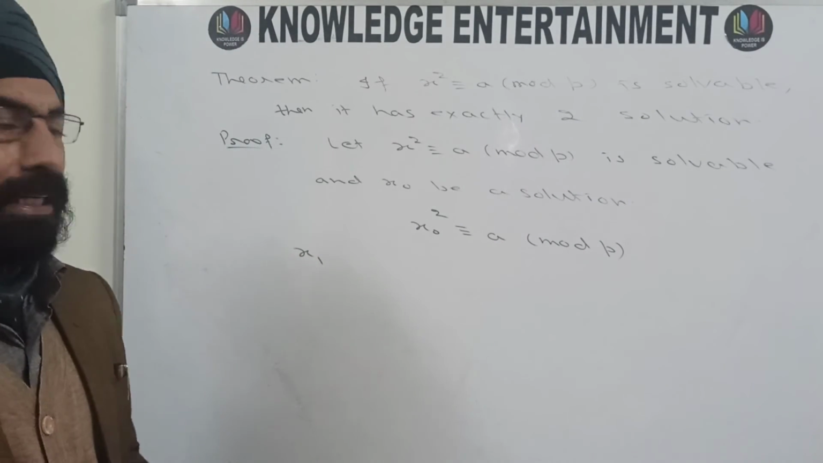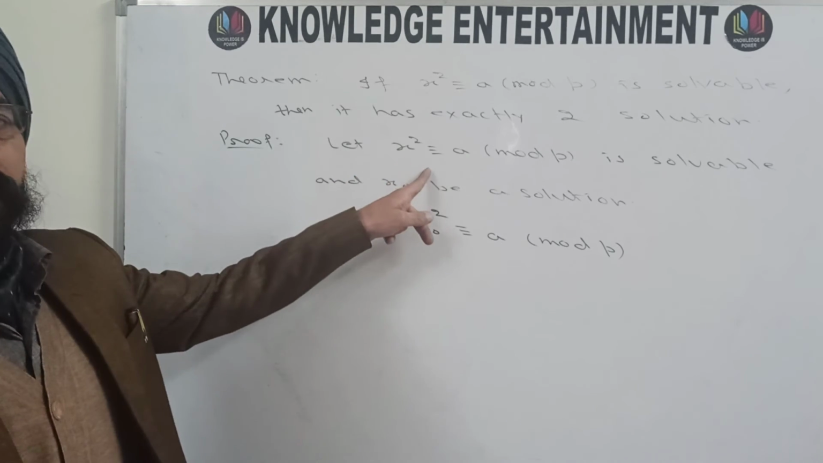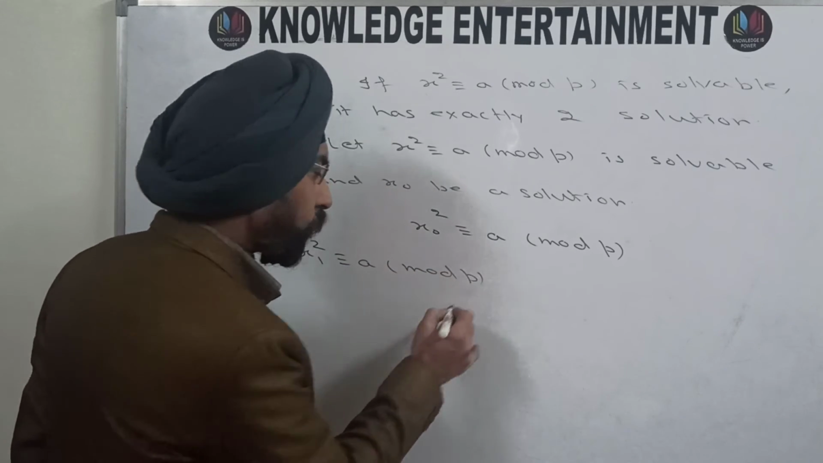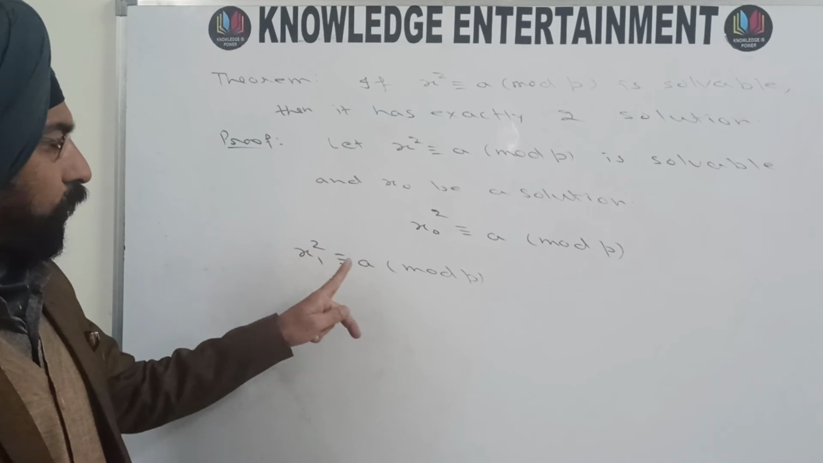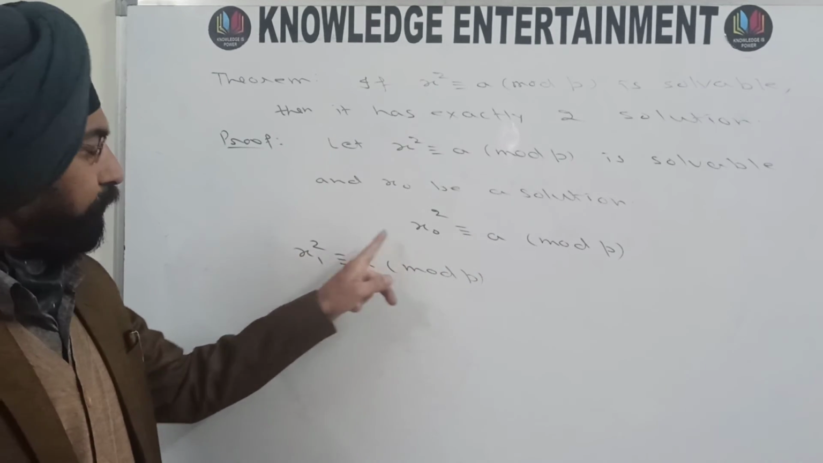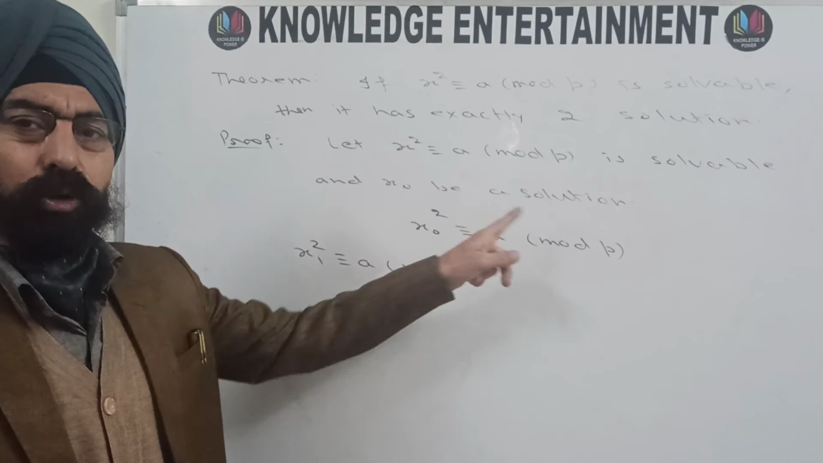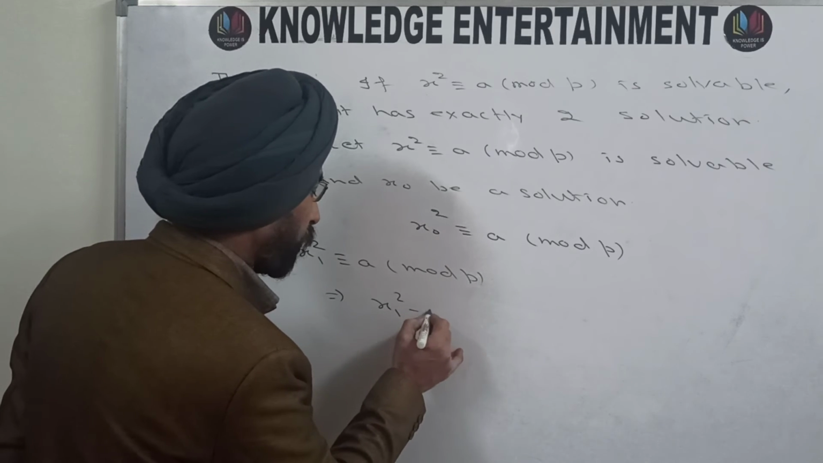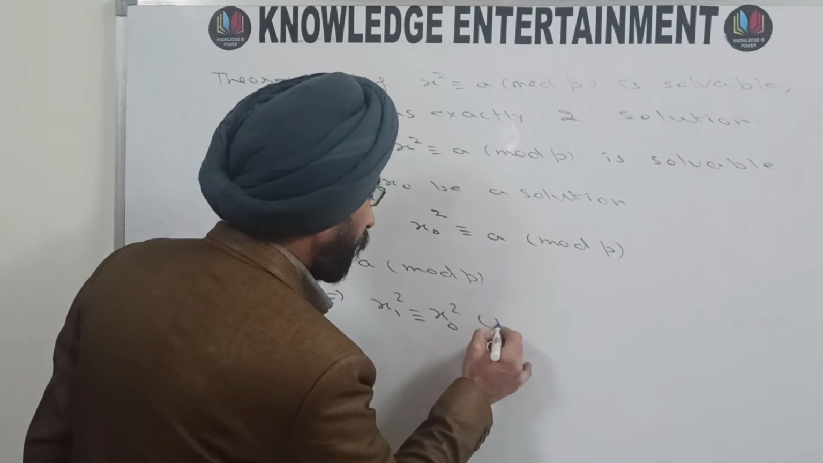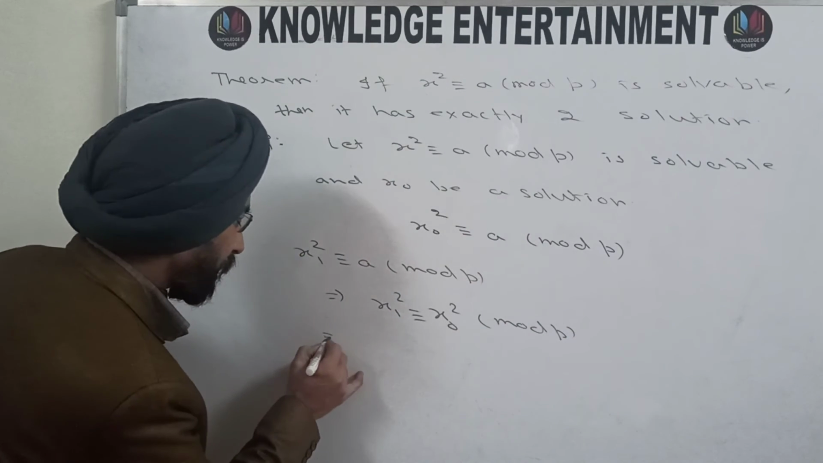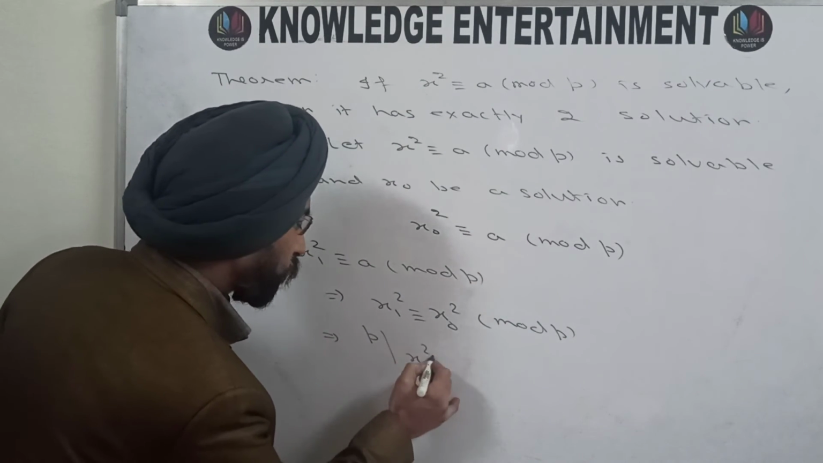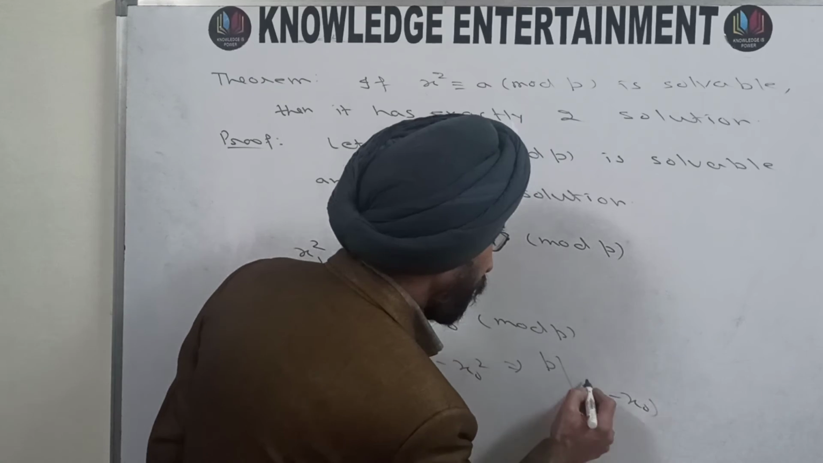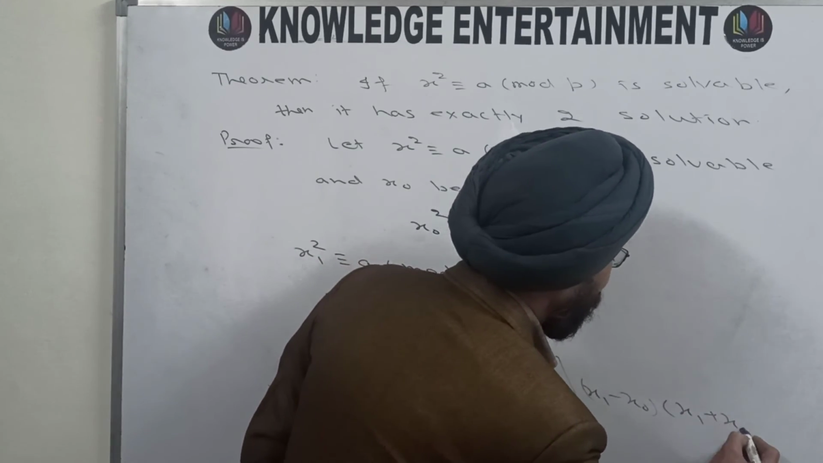If x1 is a solution, then x1 must also satisfy this equation. So that means x1 square is congruent to a modulo p. Now, x1 square is congruent to a and a is congruent to x0 square. That means x1 square is congruent to x0 square modulo p by using transitivity. So this means p divides x1 square minus x0 square. This means p divides x1 minus x0 times x1 plus x0.